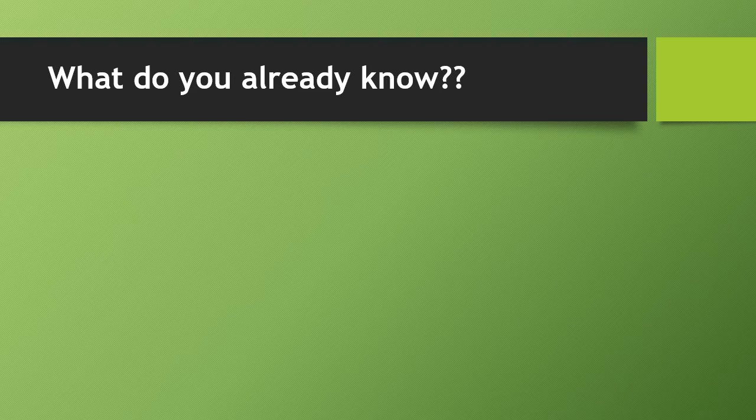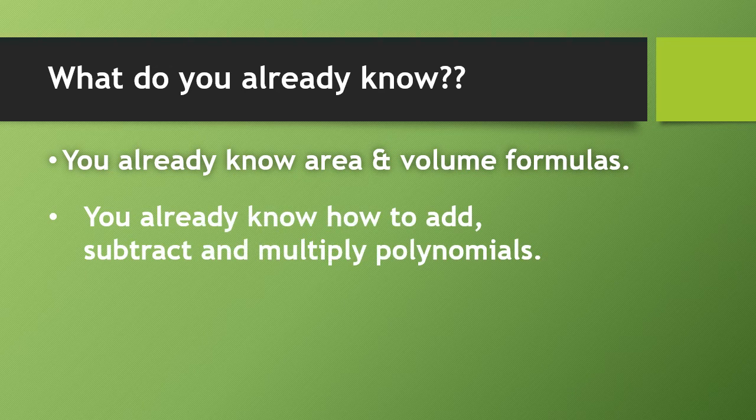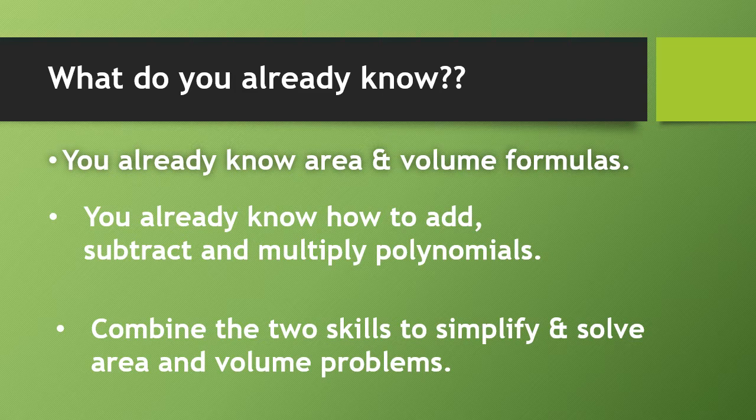We already know that you have formulas for area and volume. So the area of a triangle is 1/2 base times height. The area of a rectangle is base times height. So there's a set of formulas that you already know. We have recently learned how to add, subtract, and multiply polynomials. So basically today we are going to combine these two skill sets together and apply them to some geometry shapes.